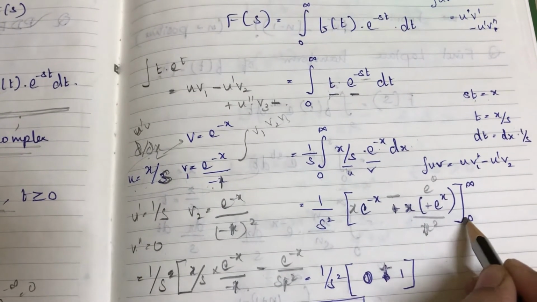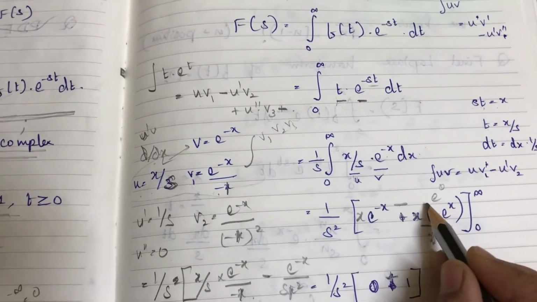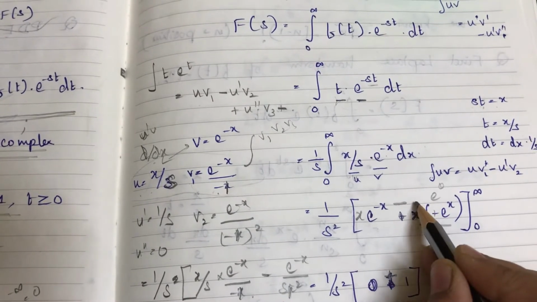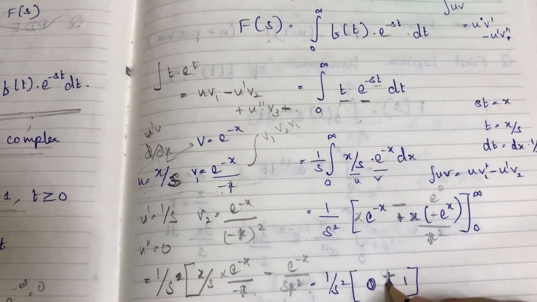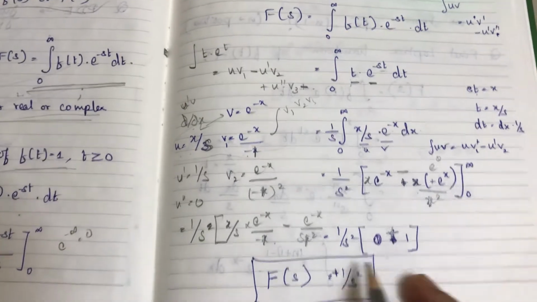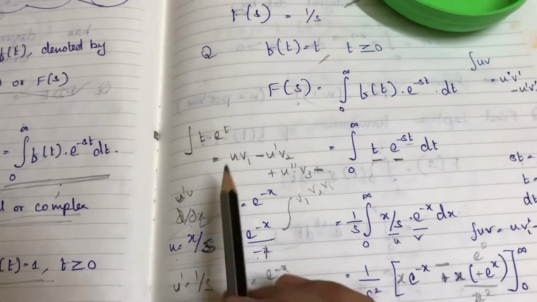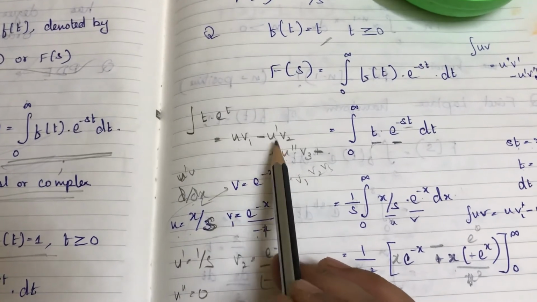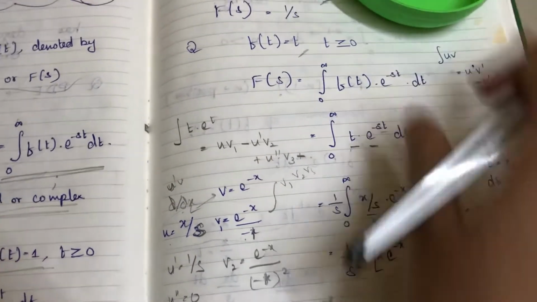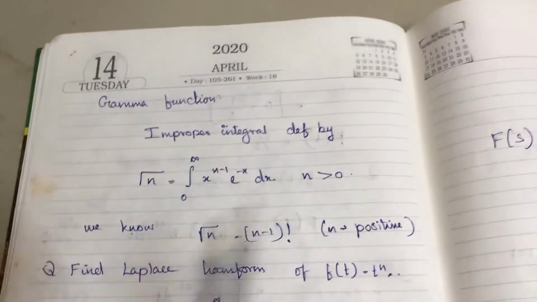Upper limit minus lower limit, so I need to put one minus here. So minus into minus plus 1. I will get only 1 by s square. This term is very important: u v1 minus u dash v2. You will see this formula in another sum also. I will tell you that.